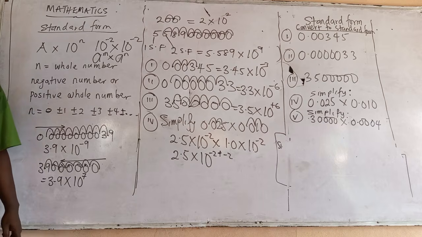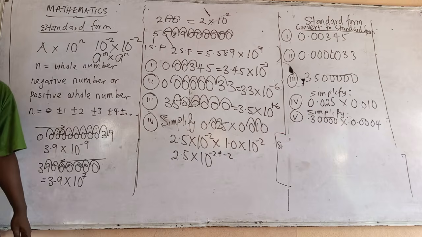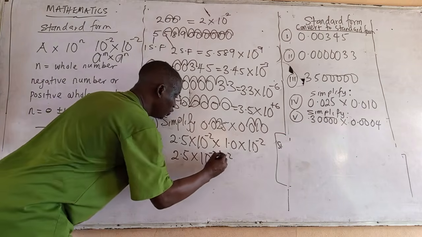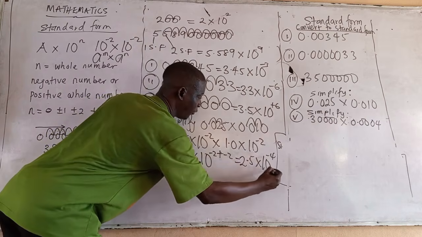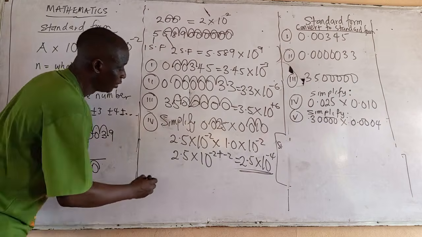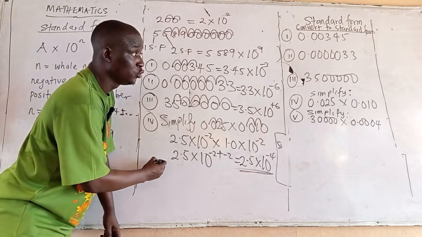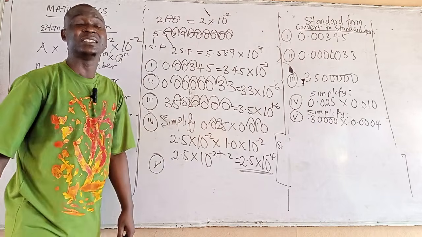My dear, don't be confused. Very simple. Peel it like plantain. Now you have what? 2.5 times 10 by what? Minus 4. Excellent. So this one now, you do this fourth one and send to me.